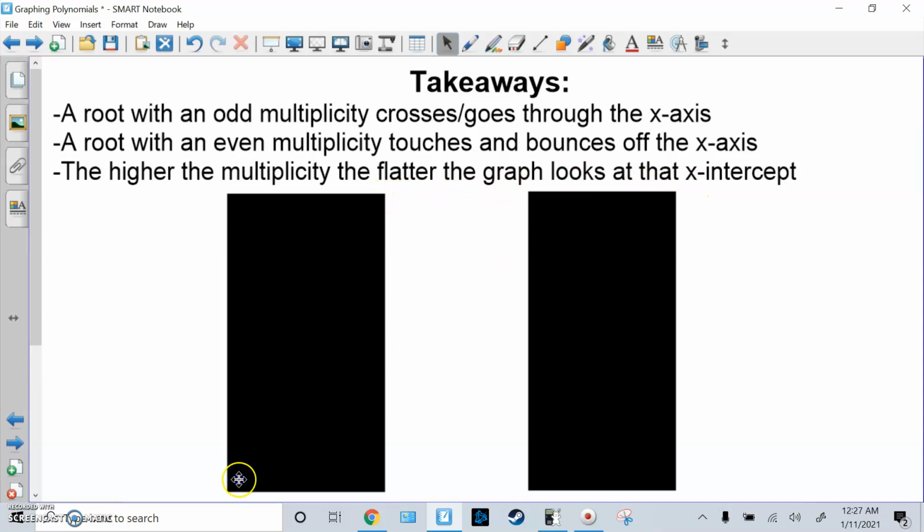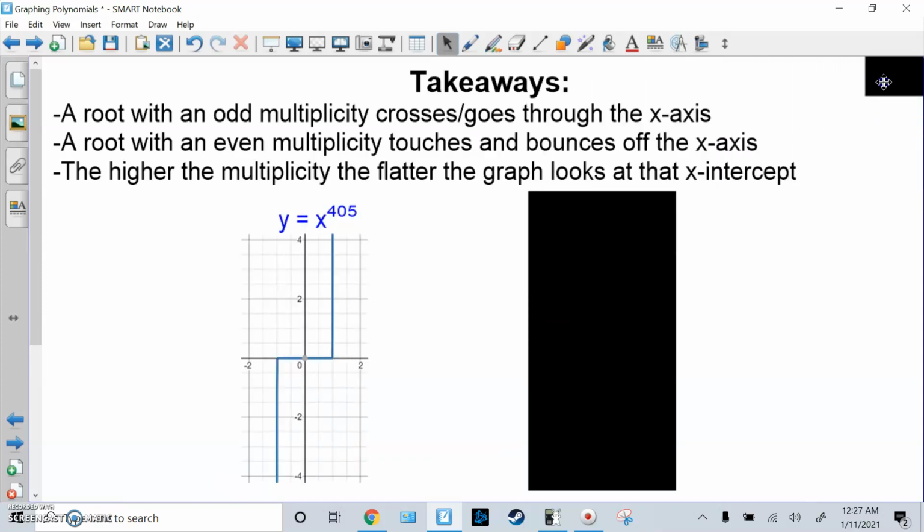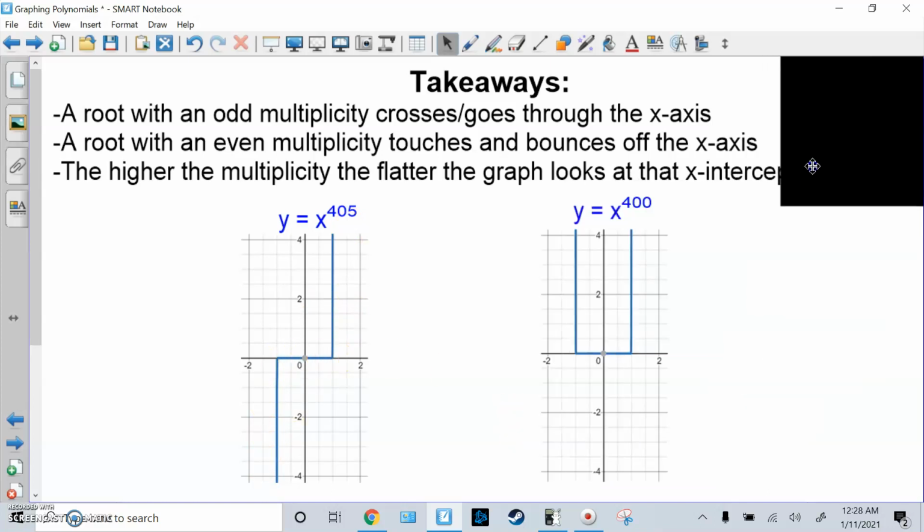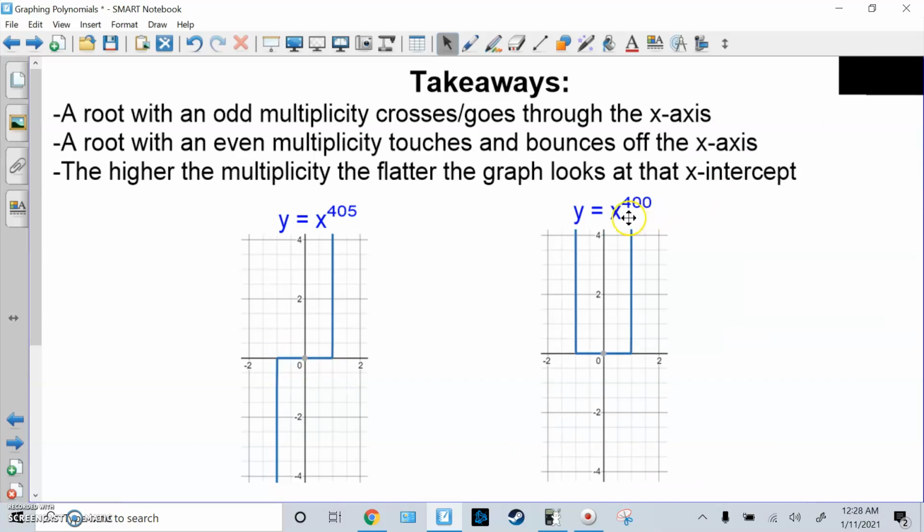I didn't show that, but here it is. Here's x to the 405th power. This answer is 0. That's the x-intercept. It has a multiplicity of 405. That's odd, so it goes through. That's why it crossed over, but it looks really flat. Here's x to the 400th power. Again, the only root here is 0, but it appeared 400 times. That's an even multiplicity, so it did not cross over. It stayed on the same side, but it did bounce, and it looks really flat.